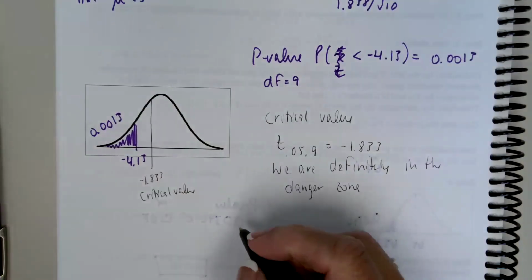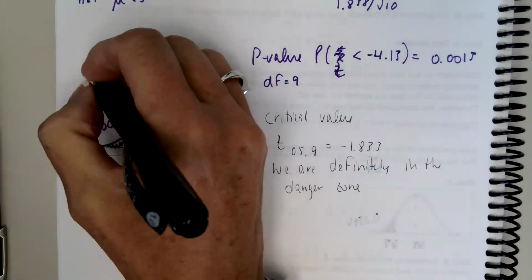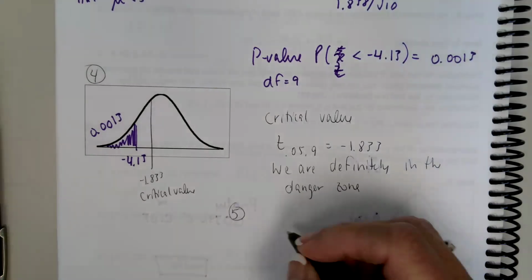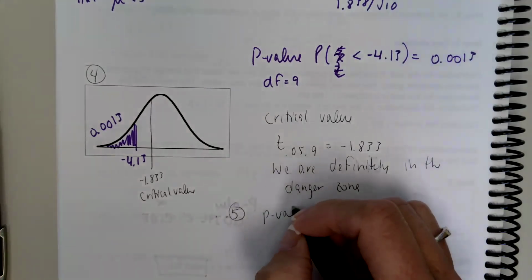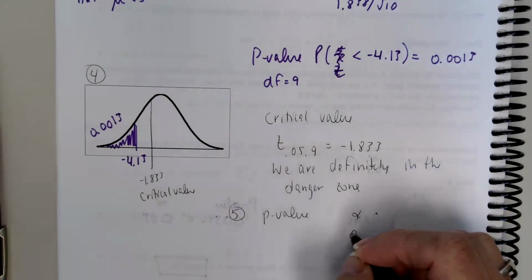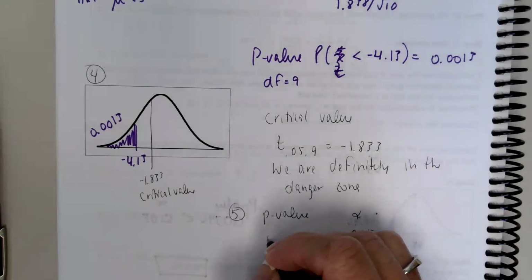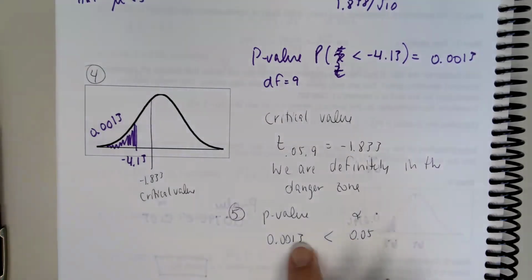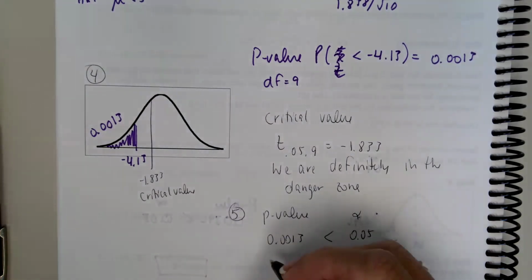So that is step 4. We graphed it. Step 5 is comparing our p-value to our alpha, 0.05. Our p-value is very small, and because our p-value is less than alpha, we reject H0.